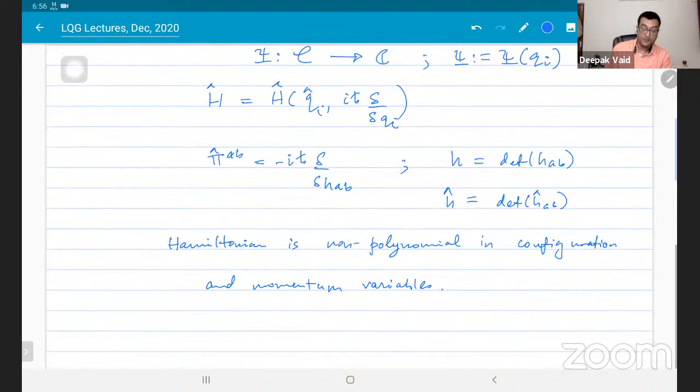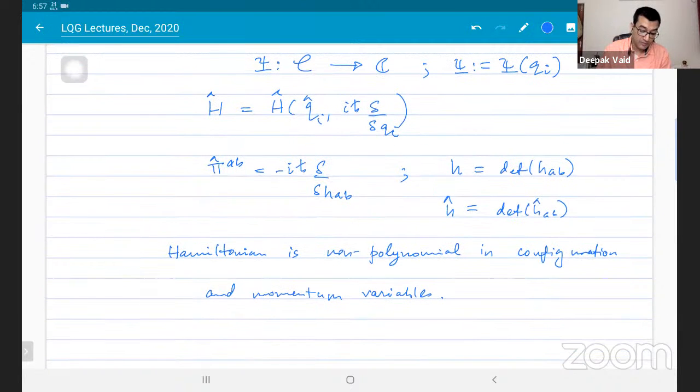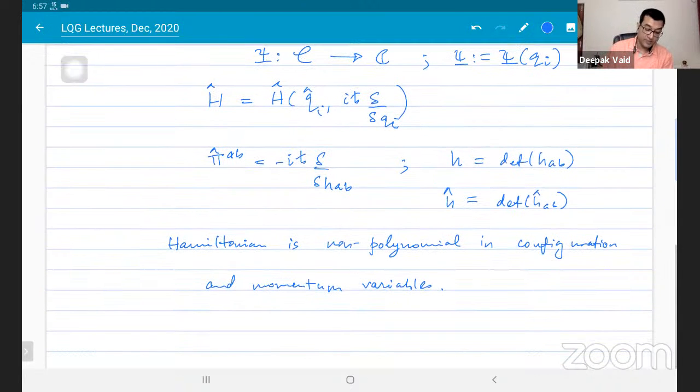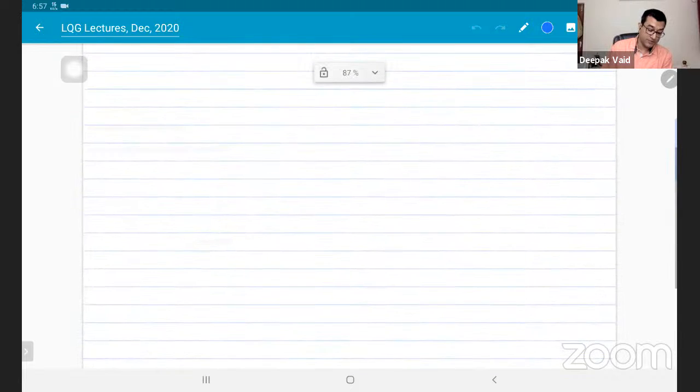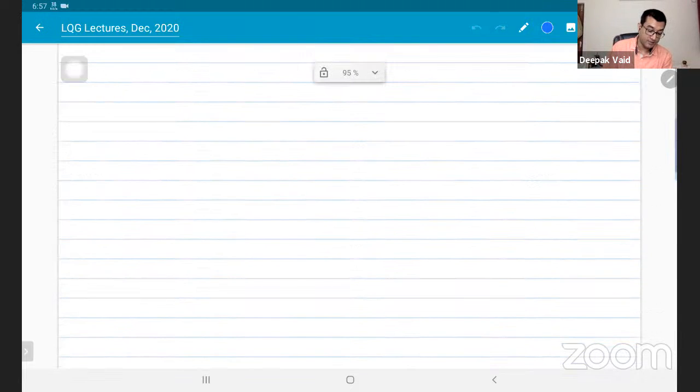Okay. And when you have a Hamiltonian which is non-polynomial, it is generally very difficult to find any kind of exact solutions. So what people tried to do was, well, they looked at specific situations. For example, you can look at a symmetry reduced case.